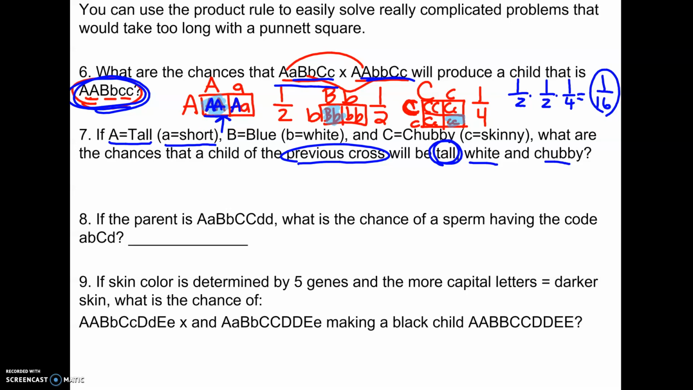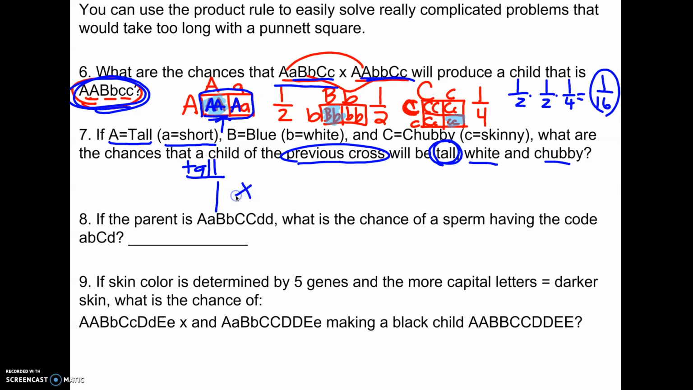So if they're all going to be tall, then you're basically just going to say it's 1 out of 1. You could say 2 out of 2, but you're going to end up having to reduce your fraction at the end. So the chances of tall are 1 out of 1, all of them are going to be tall.